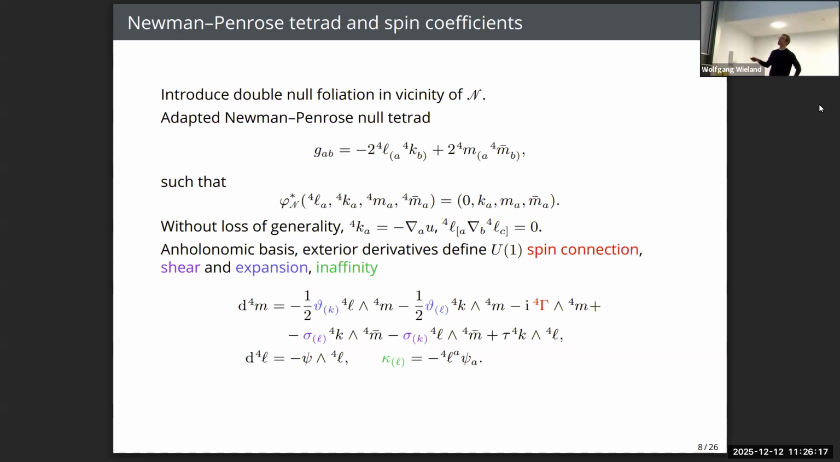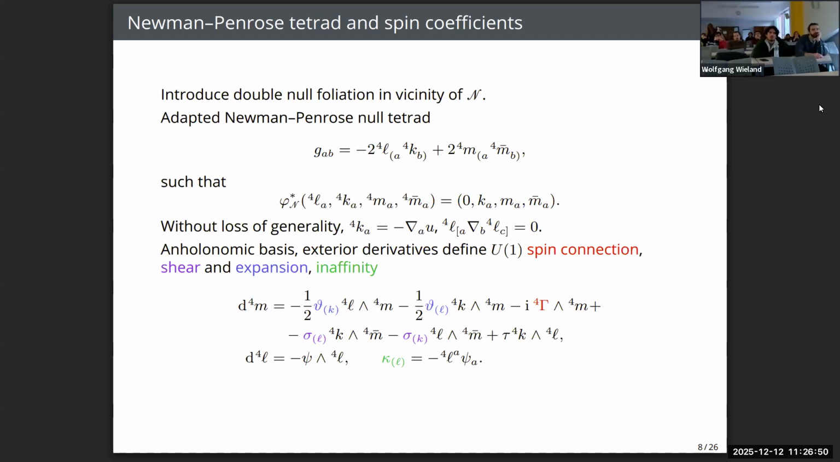M and M bar are complex, and L and K are null vectors. And what we choose is such a Newman-Penrose tetrad that is actually adapted to this null hypersurface. By that we mean simply that this tetrad exists in a neighborhood of the null hypersurface, and both K and L should be surface orthogonal.